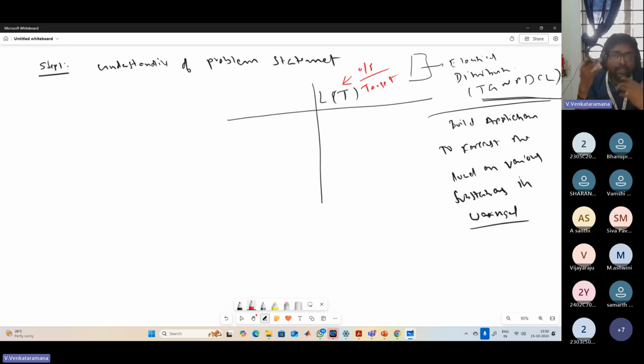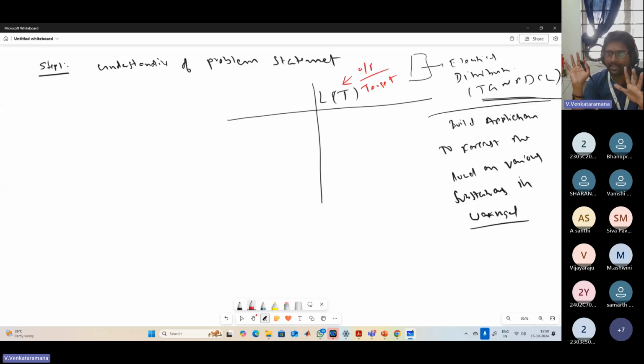Maybe your client will give the parameters, or maybe your client will not give the parameters. He will tell you what you want to do, and what parameters you want to consider you can consider; that is none of my business. Finally, I want an application which is able to forecast, to estimate the load accurately. That's my only requirement. I am not restricting which parameters you want to consider.